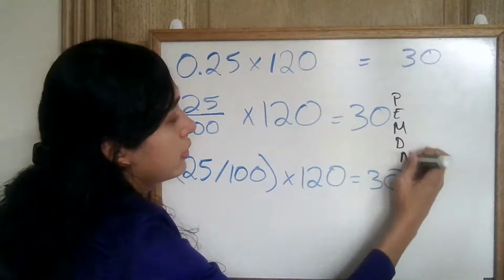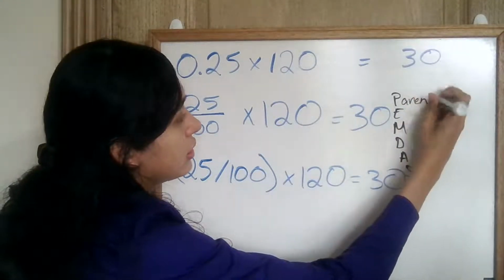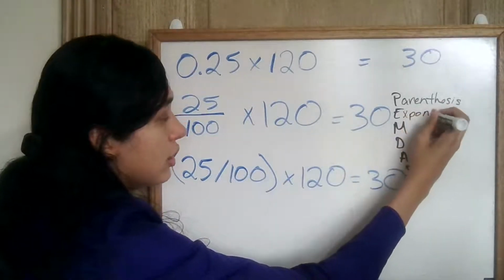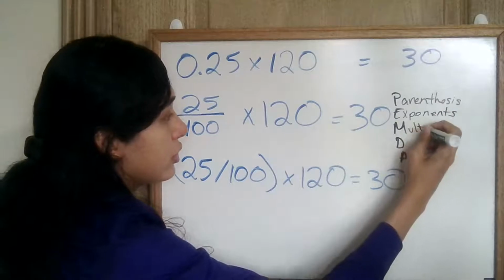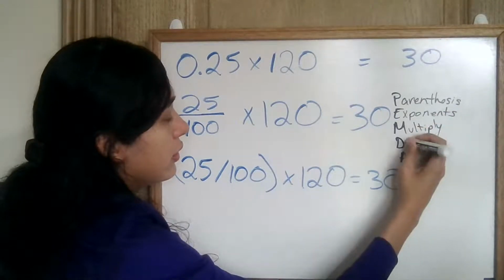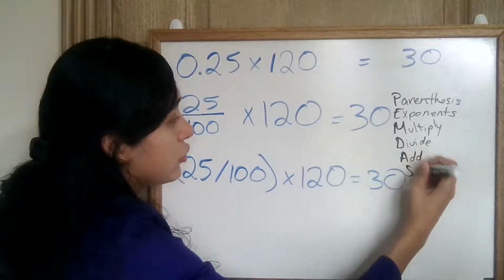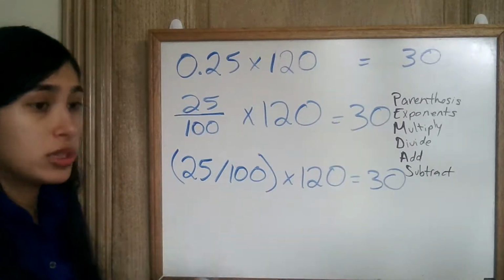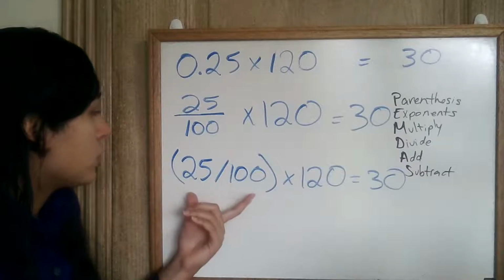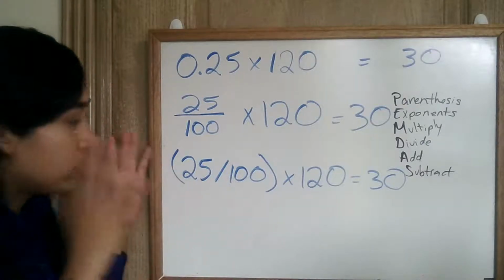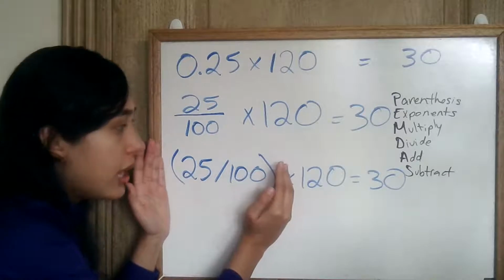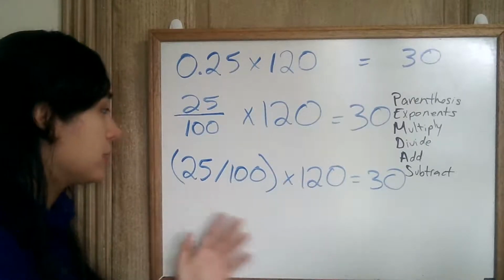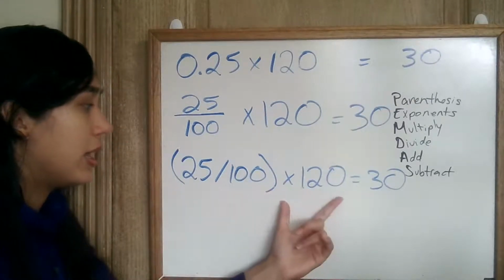and this is just an acronym: parentheses, exponents. We'll be getting to exponents later in the course. Exponents, multiplication, or multiply, divide, add, and subtract. The first thing that we're going to deal with is whatever is inside the parentheses. So the calculator will know, okay, I need to compute this part first, and then I'll add the 120. Because if I'm not very careful with my parentheses, it might try to multiply this.